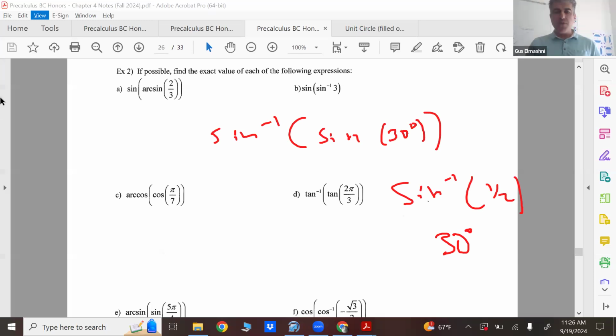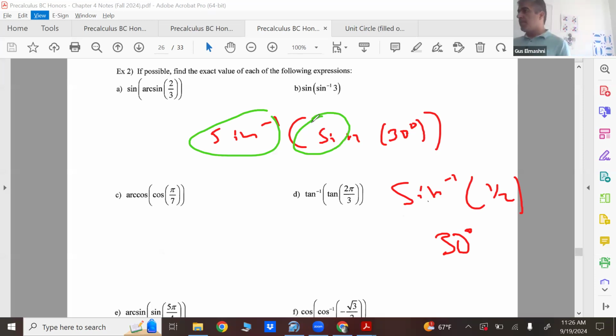Now, another way you could think about it is that these are almost identical. They undo each other. So you could think, oh, then it'd just be 30 degrees, which for the most part seems true, but sometimes it's not. For example, what if I made that 150 degrees? Isn't sine 150 still 1/2? Yes. But what's the inverse sine of 1/2? It's not 150. It's still 30 degrees.